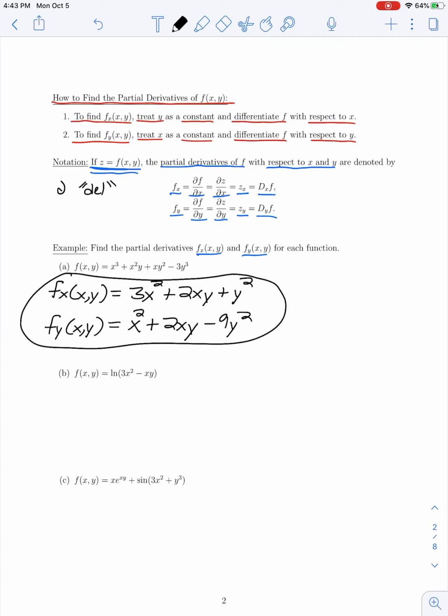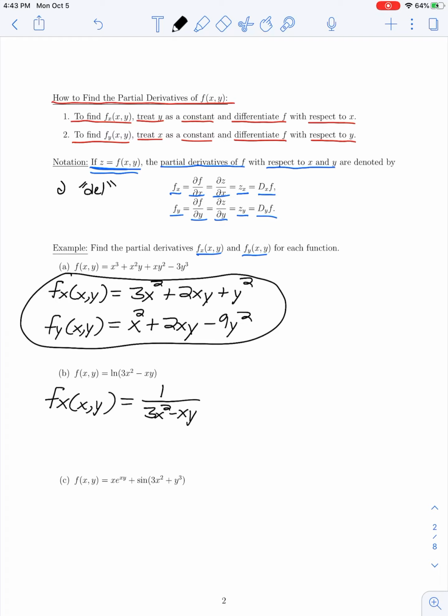Now in part B, we have a function f of x, y that is the natural log of some polynomial function of x and y. So in order to differentiate this composite function, we're going to have to make use of the chain rule. So if we want the partial derivative of f with respect to x, well, recall that the derivative of the natural log of stuff is given by 1 over that stuff.